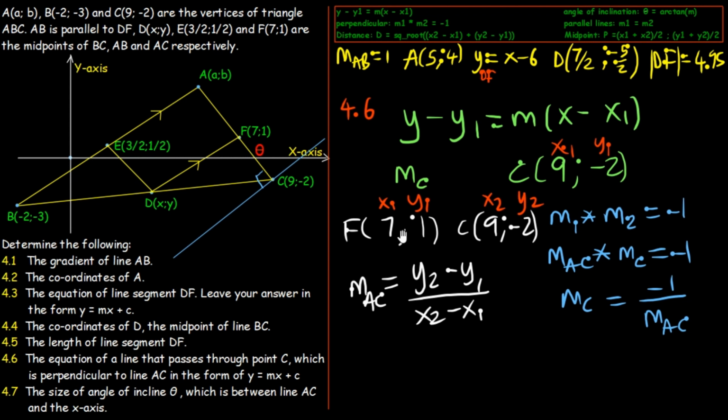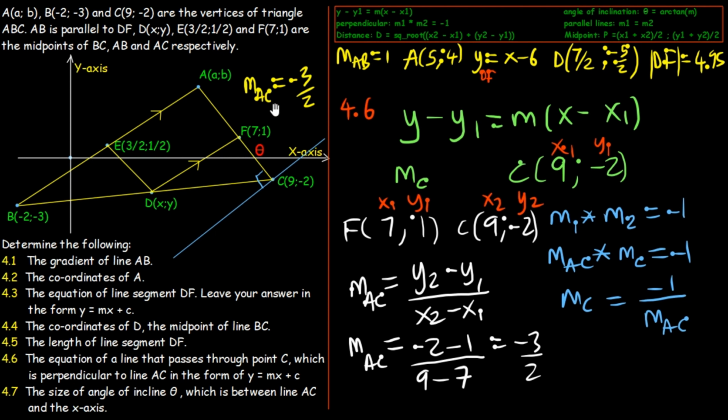So now let's substitute these values into this equation and solve for the gradient. So this is equal to: our y2 is -2, and our y1 is 1, then our x2 is 9, then our x1 is 7. Okay, so let's simplify. This is -3 over 2. So this is the gradient of our line AC, and we should save this value here.